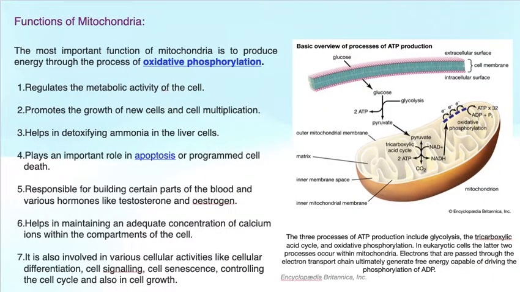So the functions: it regulates the metabolic activity of the cells, promotes the growth of new cells and cell multiplication, helps in detoxifying ammonia in the liver cells, and plays an important role in apoptosis. This is called programmed cell death. It is responsible for building up certain parts of the blood and various hormones like testosterone and estrogen, and helps in maintaining an adequate concentration of calcium ions within the compartments of the cells. It is also involved in various cellular activities such as cellular differentiation, cell signaling, cell senescence, and controlling the cell cycle and also cell growth.